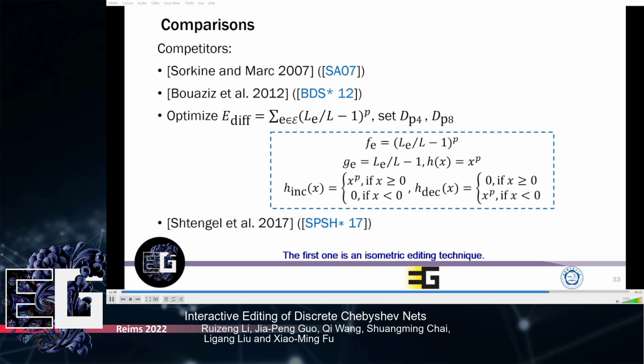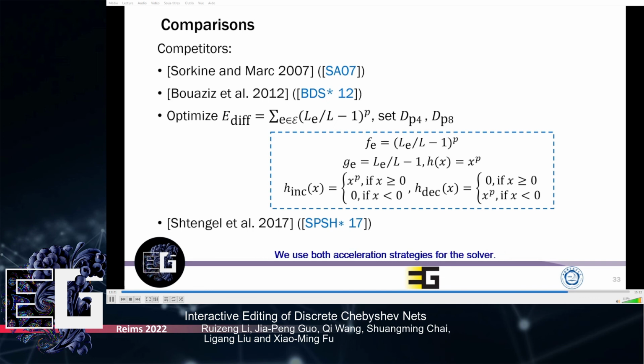We select 4 methods as competitors. The first one is an isometric editing technique. An ARAP energy of Sorkine and Alexa can be directly used for chord meshes. The second one is Bouaziz et al., which uses a local-global solver to constrain edge length. The third competitor optimizes the following energy, which is the most natural form for preserving edge length. In experiments, we choose P equals 4 and 8. We use our solver to minimize it.